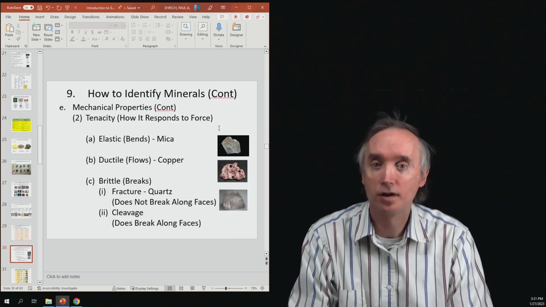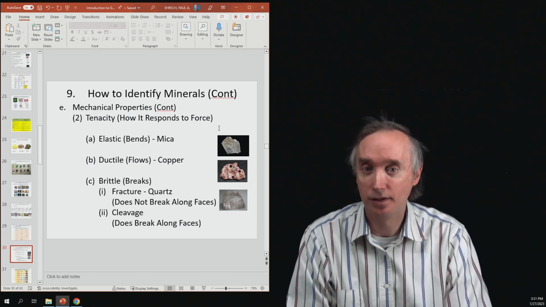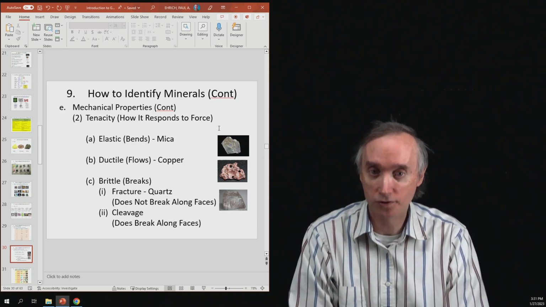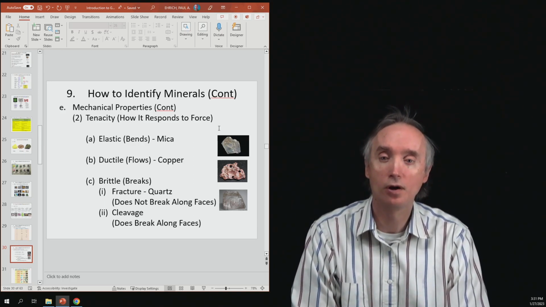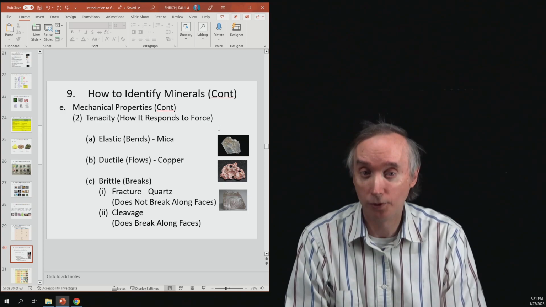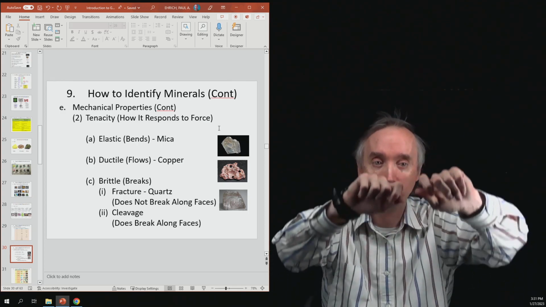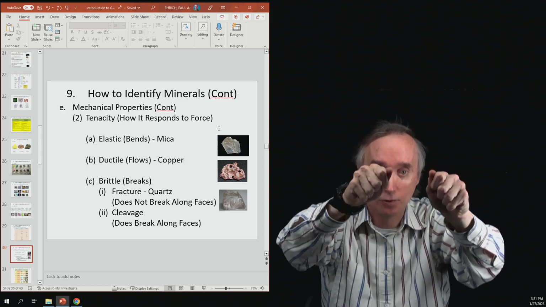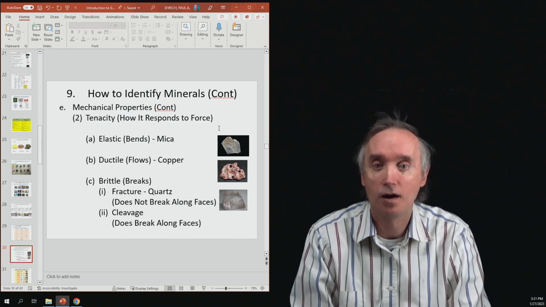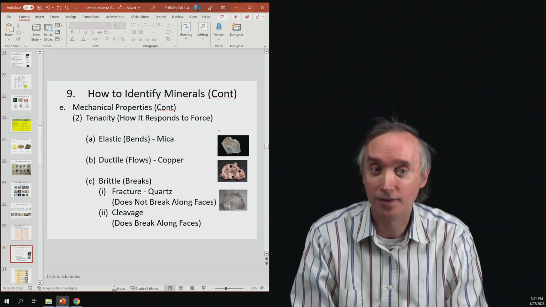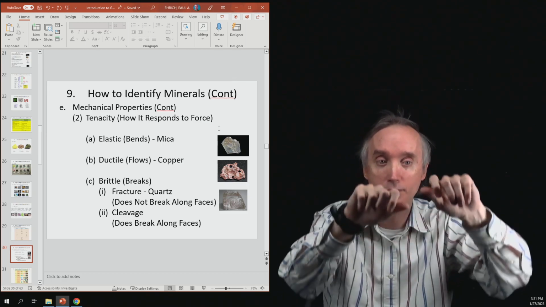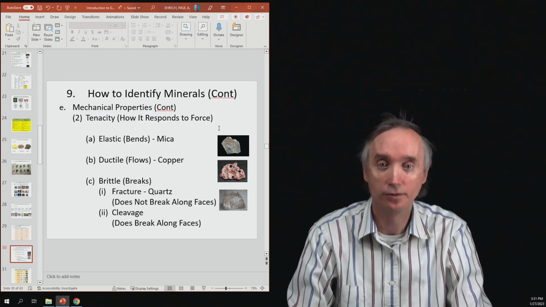All right, the next thing we want to talk about is going to be tenacity. And so this is how does a mineral respond to force. So if you recall, in an earlier lesson, we talked about what a force was. It was a push or a pull. So if you were to take a mineral and start to apply a force to it, what would that mineral do? Well, some minerals are going to be elastic, and they're actually going to bend. So for example, mica is a mineral that bends whenever you apply a force to it.